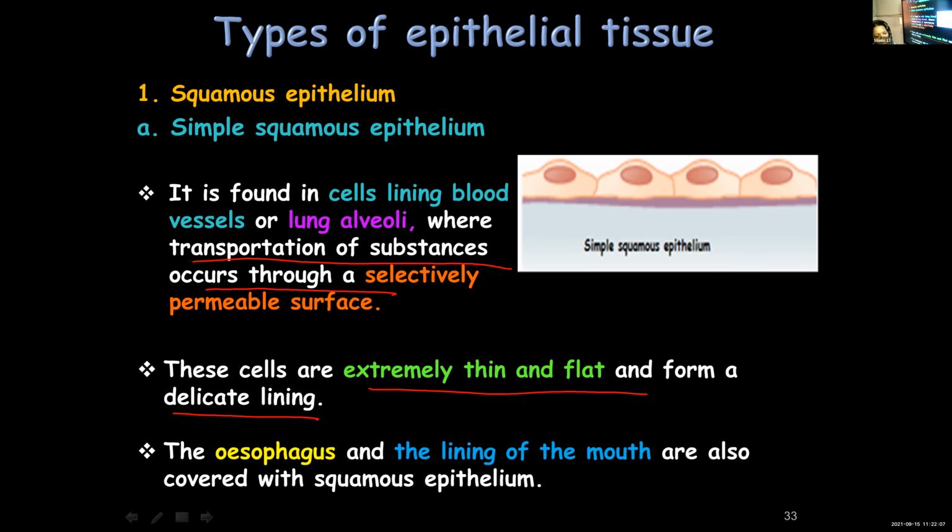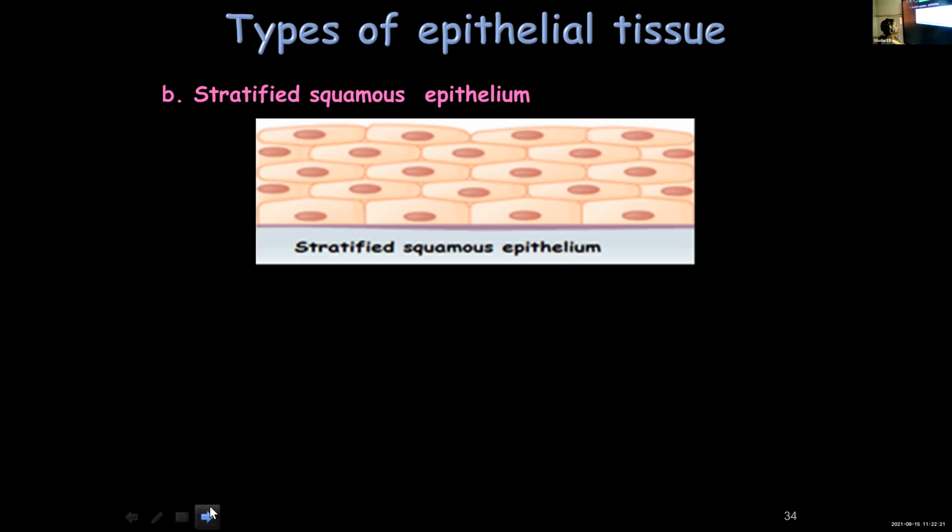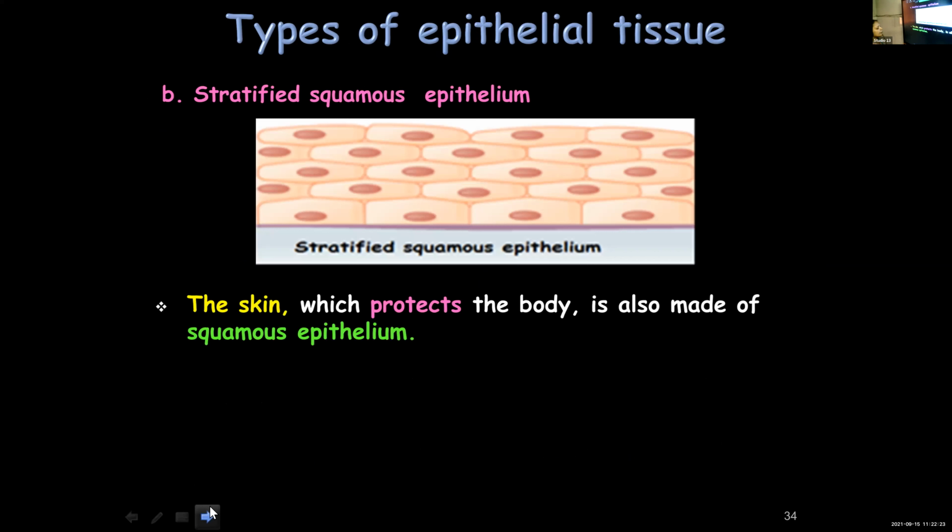Simple squamous epithelium consists of thin and flat cells, and they form a very delicate layer, facilitating the exchange of materials across it. In the esophagus and mouth lining also you can find squamous epithelium. And the second type of squamous epithelium is stratified squamous epithelium. What is meant by strata, children?